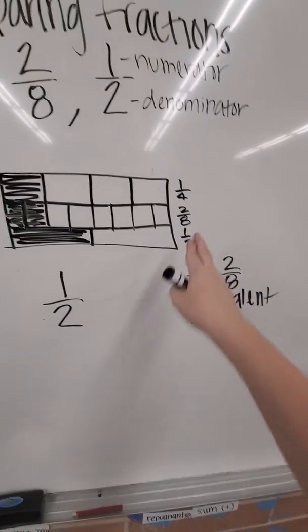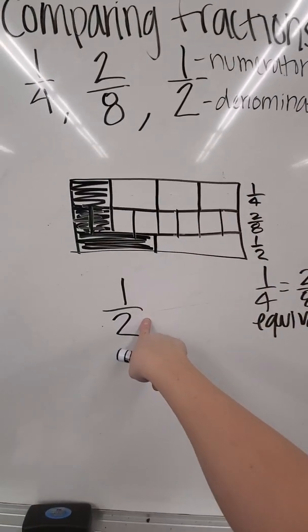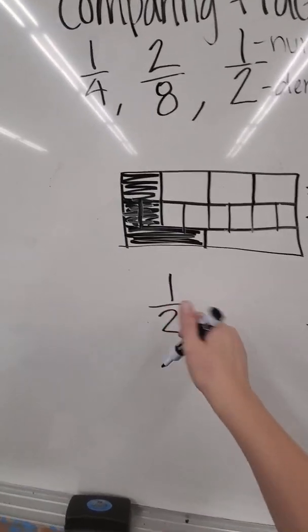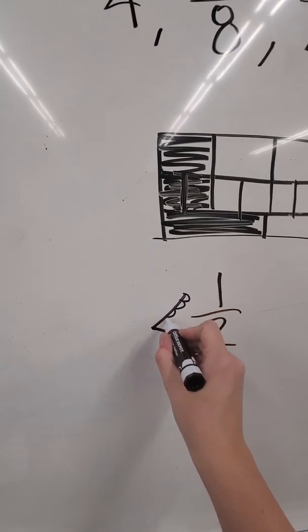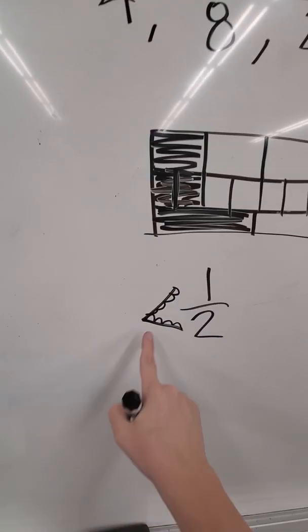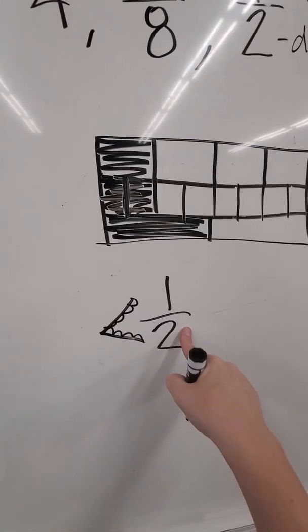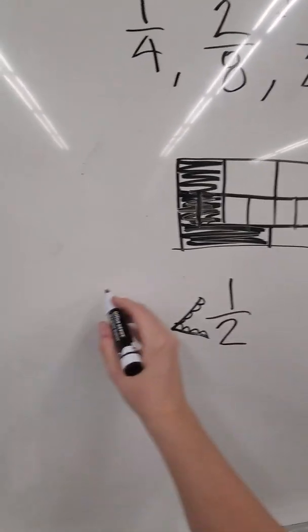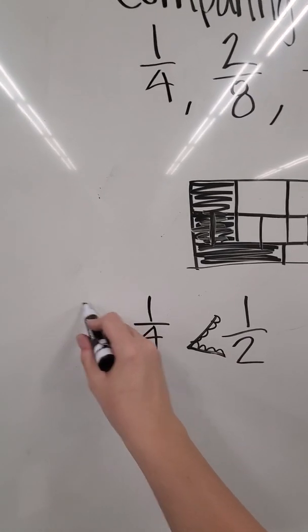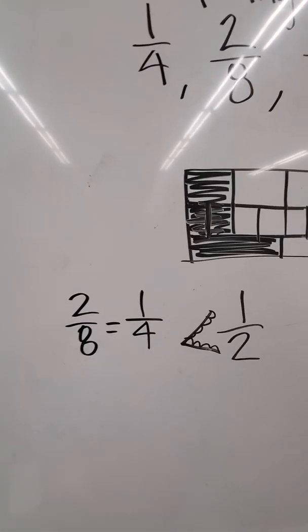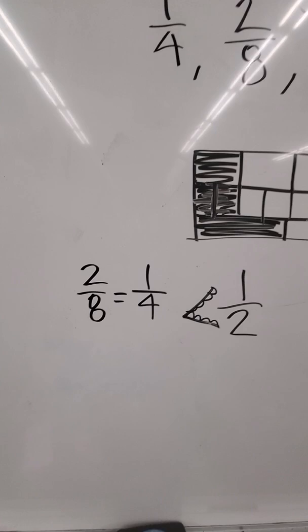And I know that both of them are less than 1/2. So if we were to use our less than symbol, we would have the alligator eating the largest because obviously they want more. And then I'd put 1/4. You could also put equals 2/8 since they're the same.